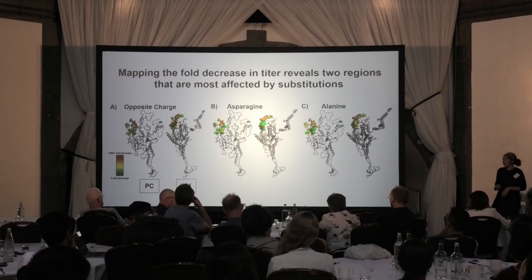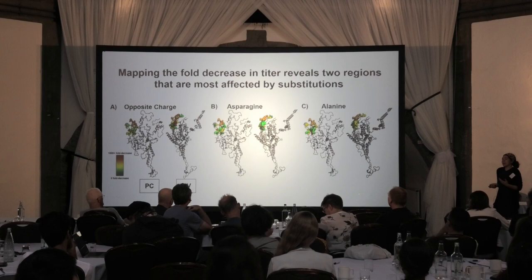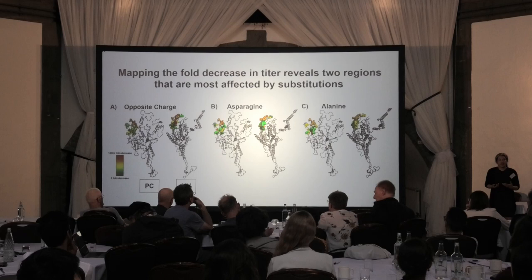So let's first take a look at alanine. When we mutate to alanine, we don't really see much of a change. Here we have a lot of green, some yellow, and a little bit of orange up here at the top. But overall, not a very significant effect when mutating to alanine.